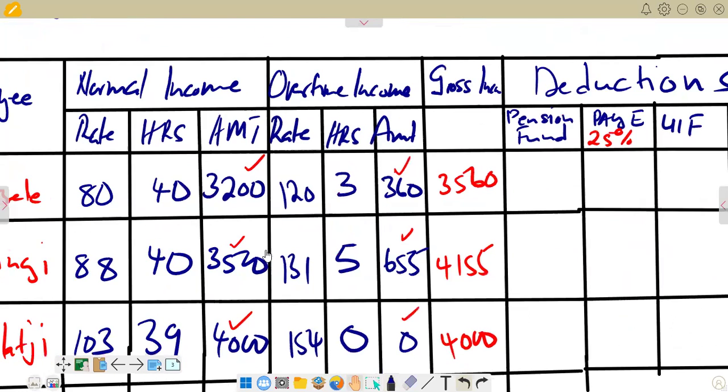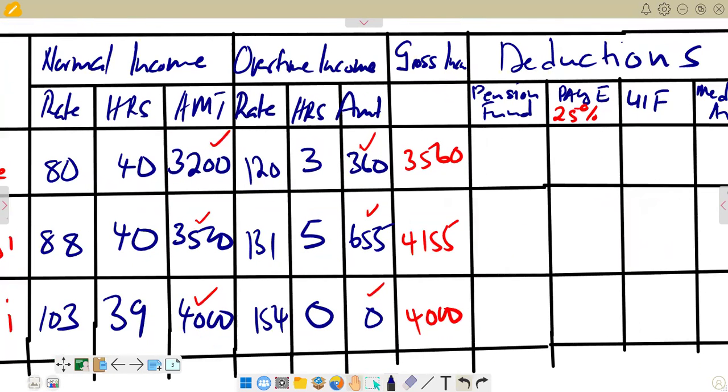So we are seeing our pension funds, we are having it there. So now for the first employee, we got 256. Second employee, we got 280. And then the third one, we got 320. So this is what we have. Then we go to check the next one, which is pay as you earn, to see how we are going to calculate our pay as you earn.